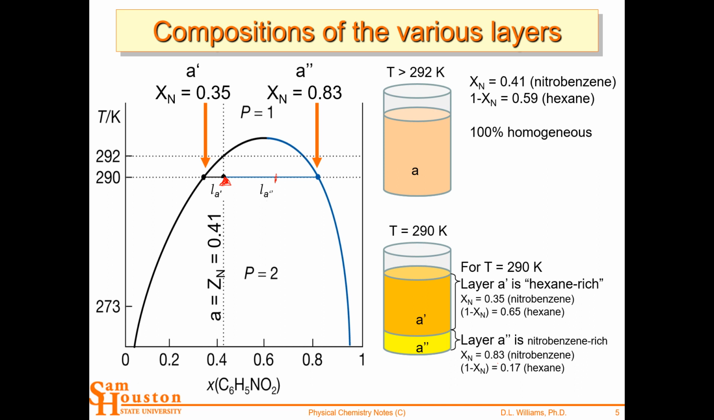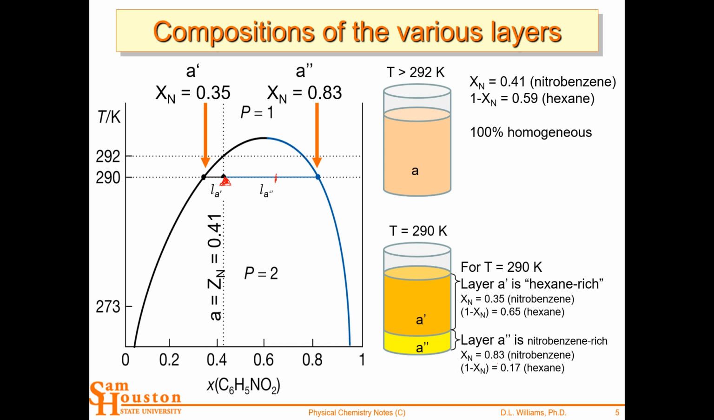We're at 0.41. If we were at 0.61, we'd be more over here in the middle, and the kids would be about the same mass. Now, instead of mass, we're using total moles. So the total moles of A prime times the length of A prime is equal to the total moles of A double prime times the length of A double prime. So that's the lever rule.